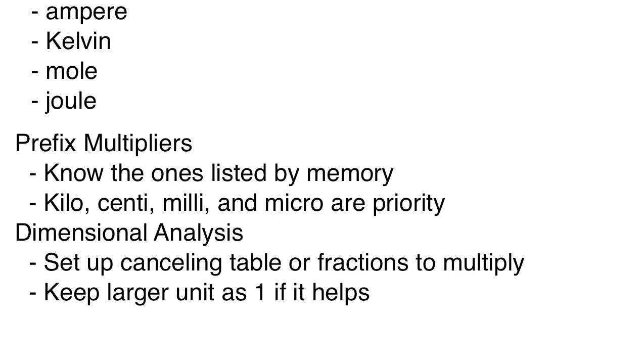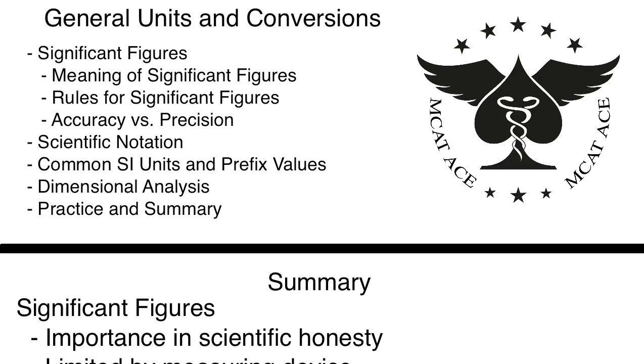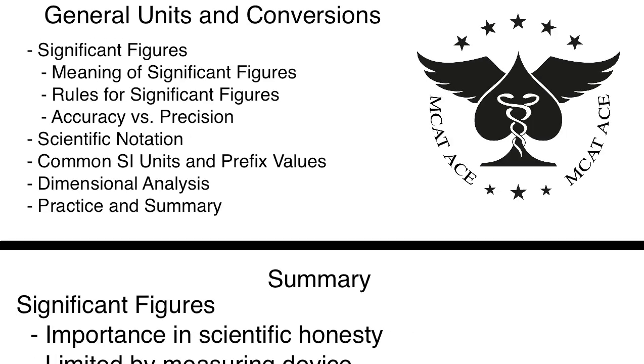Also, keep in mind that if you struggle with where to put the negative exponents when you're dealing with some of these multipliers, you can always keep the larger unit as 1, and then the smaller unit should get the larger multiplier or the larger number, so like 10 to the third, 10 to the sixth, etc. And that pretty much covers it from start to finish as far as what we talked about. So that is going to be it for the general units and conversions chapter.